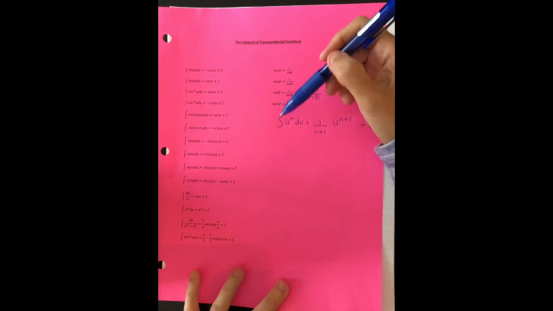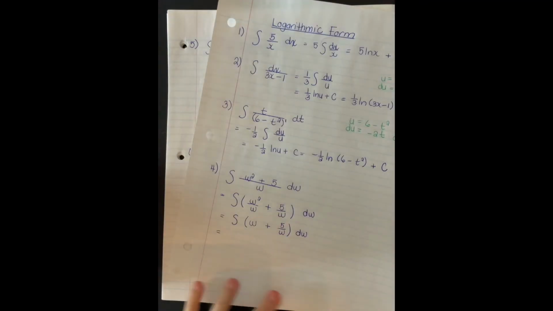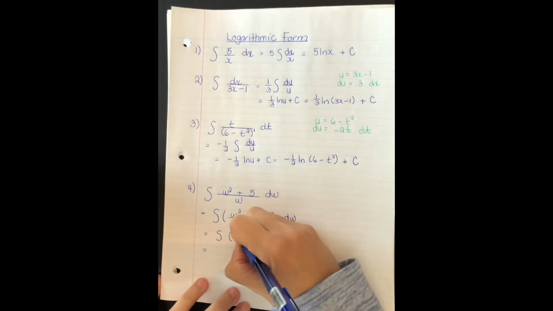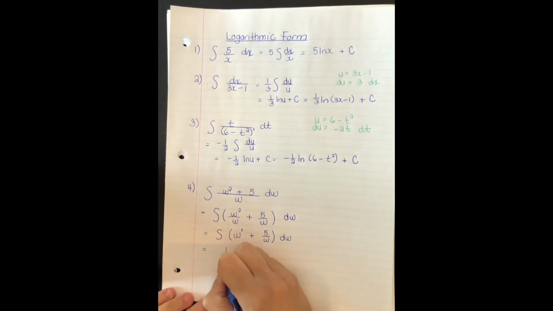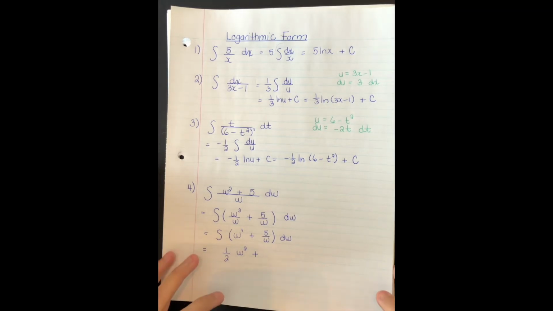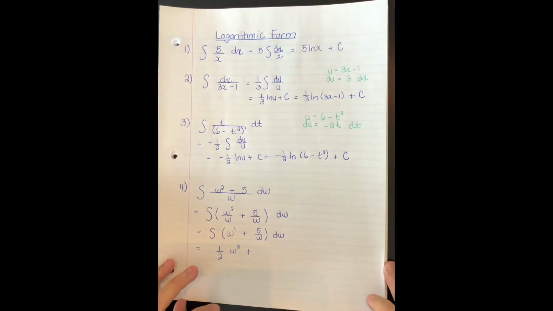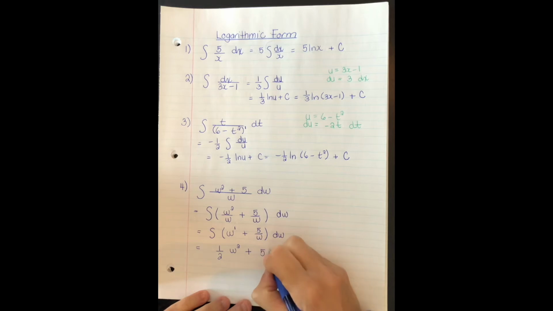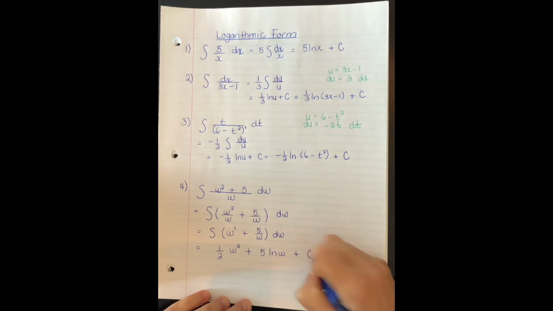So it's a w and a dw, but the point is it's w to the 1. We're integrating w to the 1 here. Okay, so its integral is 1 over 2 w squared. 1/2 w squared plus 5 over w. When integrated, that's just 5 ln w. And then we have our constant.